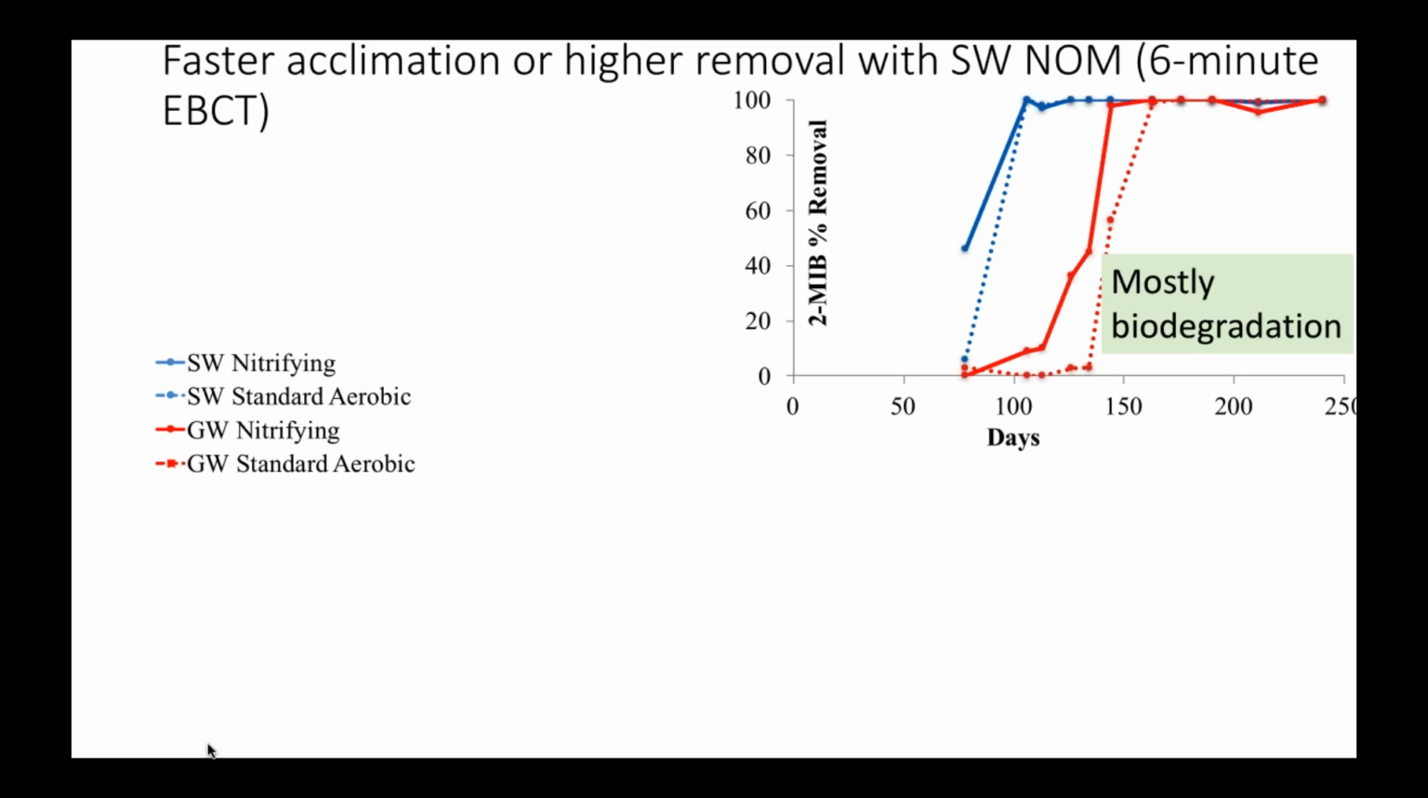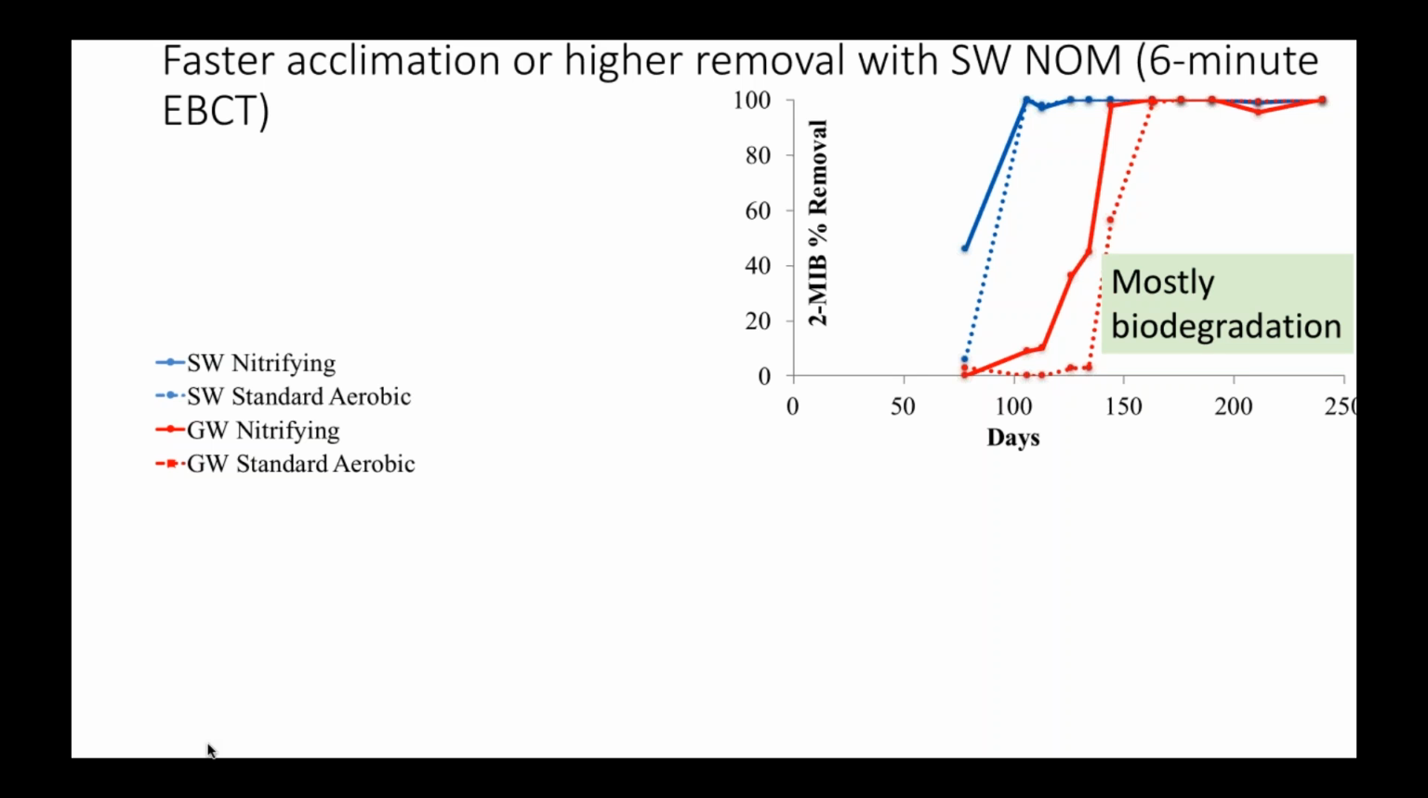So again, we have the percent removal on the y-axis, and it's going to be for whatever compound we're looking at, and time on the x-axis. And in blue, we have the surface water biofilters, in red the groundwater, solid lines are nitrifying, dashed are standard aerobic. And so what we found is that the trace organics that were affected by the NOM source, most of them benefited from the surface water NOM, except for one, which I'll talk about in a moment.